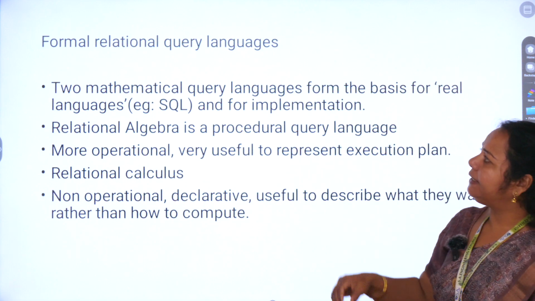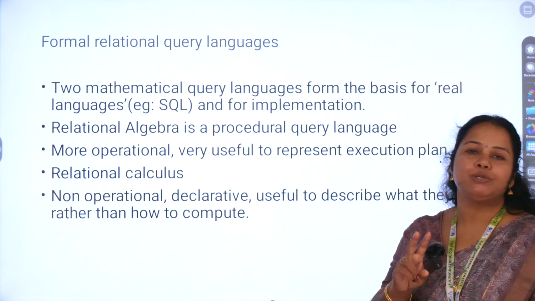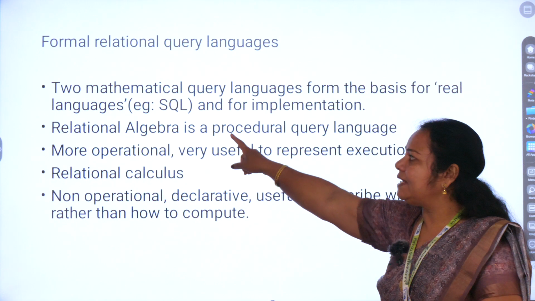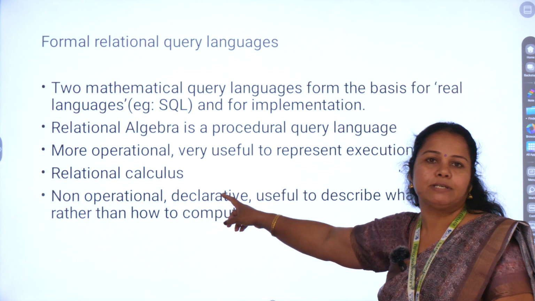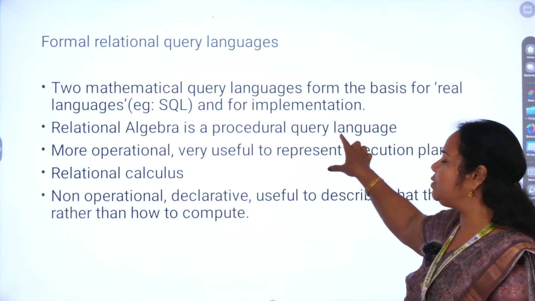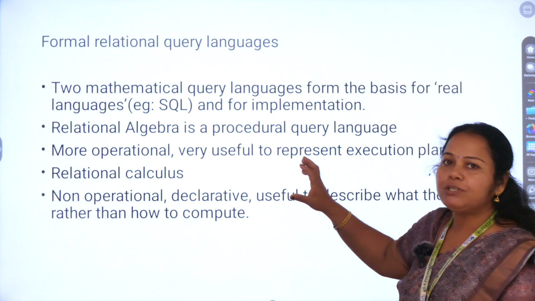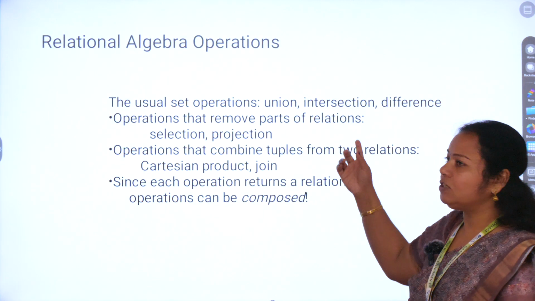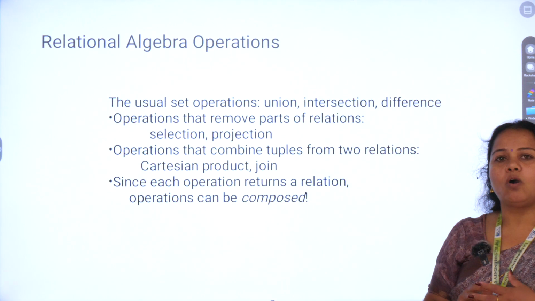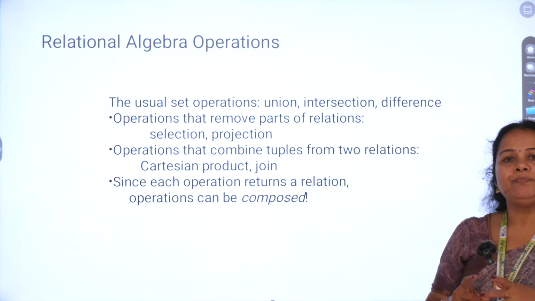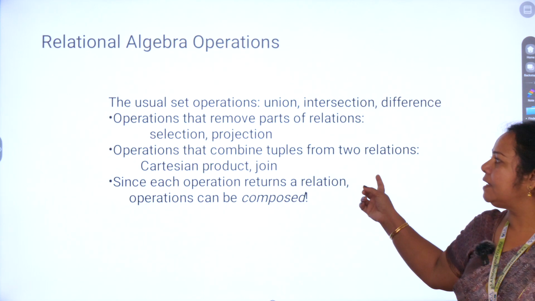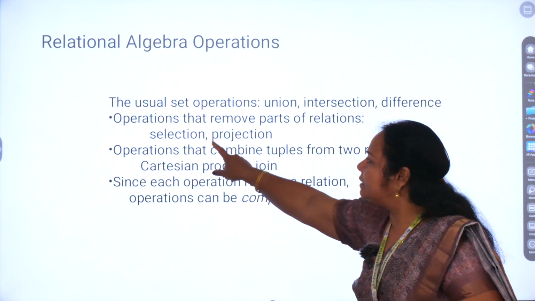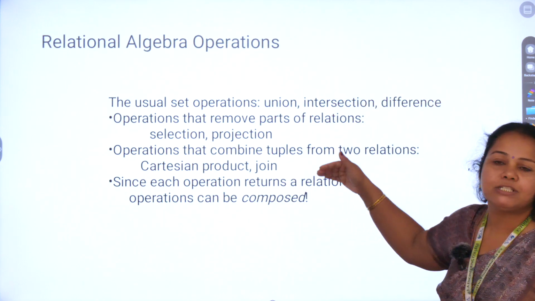Then, for formal relational query languages, we are using two: the first one is relational algebra and the second is relational calculus. Relational algebra is a procedural query language. I am going to explain what relational algebra is. The common operations are the set operations: union, intersection and difference. The main operations are selection and projection. These are the important operations in relational algebra.